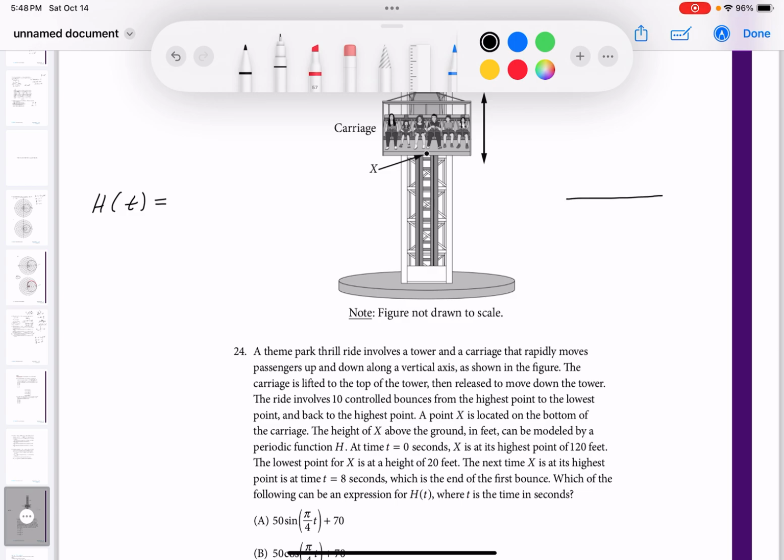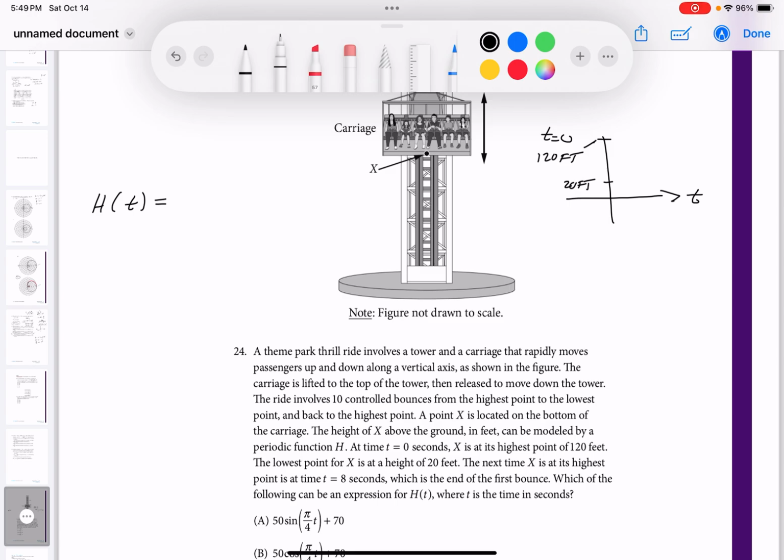So I'm going to put an axis down over here. I'm going to say it's starting out at t equals 0. This is time, and t equals 0. This thing up here is 120 feet. All right? So what happens now is at the highest point, 120 feet. At the lowest point, is 20 feet. It doesn't say when that occurs, by the way. So I can say 20 feet over here.